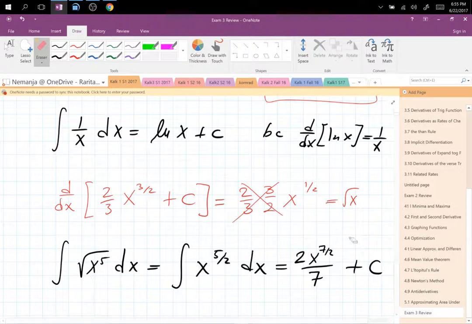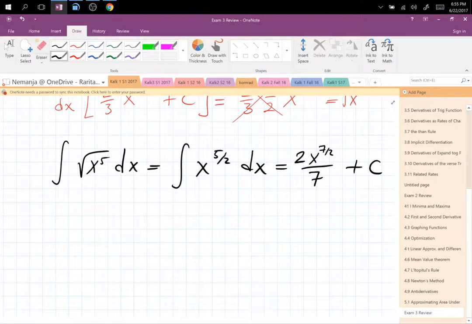Now, you take the derivative of this, and you see that 7/2 kills the 2/7, and then minus 1 on top will give you 5/2, which is square root of x to the 5th. So as I said, if you're not lazy, if you care enough, integration can be checked just by taking the derivative. So take your time.